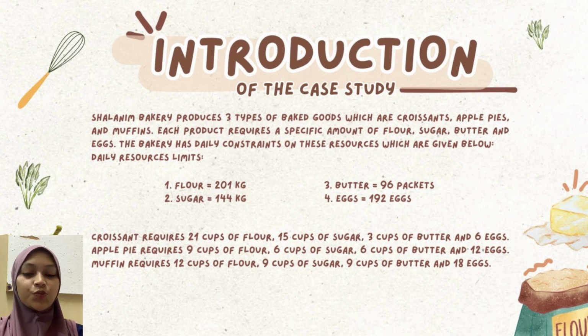Croissants require 21 cups of flour, 15 cups of sugar, 3 cups of butter, and 6 eggs. Apple pies require 9 cups of flour, 6 cups of sugar, 6 cups of butter, and 12 eggs. Muffins require 12 cups of flour, 9 cups of sugar, 9 cups of butter, and 18 eggs.